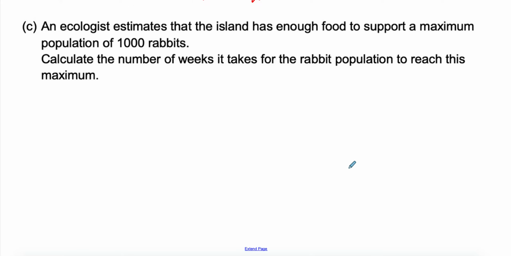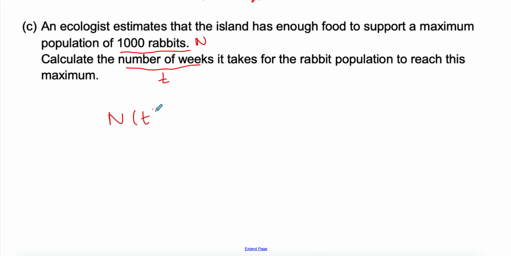So an ecologist estimates the island has enough food to support a maximum population of 1,000 rabbits. Calculate the number of weeks it would take for the rabbit population to reach this maximum. So what we're missing now is t, and we have the number of rabbits.